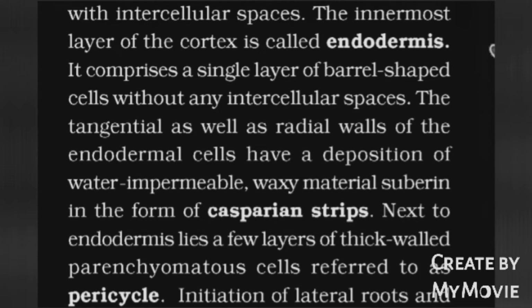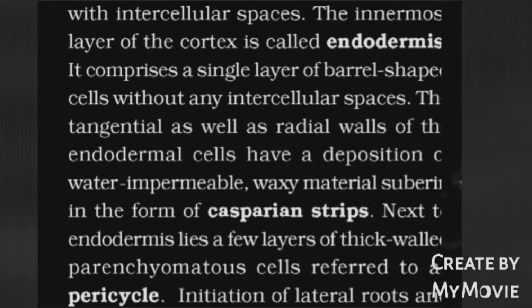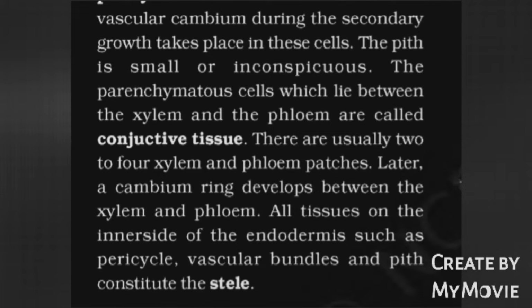It comprises a single layer of barrel-shaped cells without any intercellular spaces. The tangential as well as radial walls of the endodermal cells have a deposition of water-impermeable waxy material suberin in the form of Casparian strips. Next to endodermis lies a few layers of thick-walled parenchymatous cells referred to as pericycle. Initiation of lateral roots and vascular cambium during the secondary growth takes place in these cells.